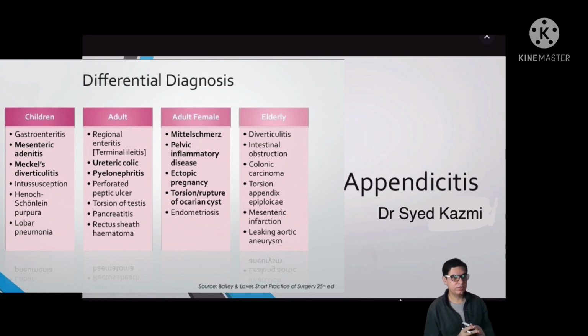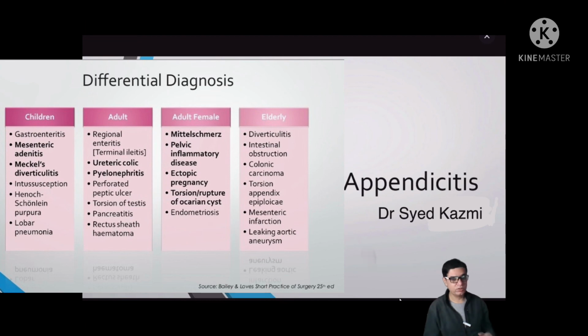So if somebody's got inflammatory bowel disease and they've got right iliac fossa pain, that could be because of the inflammation of the terminal part of the ileum, which we call terminal ileitis, and it usually happens in Crohn's disease. It can happen in adults, and it can happen in adolescents as well.